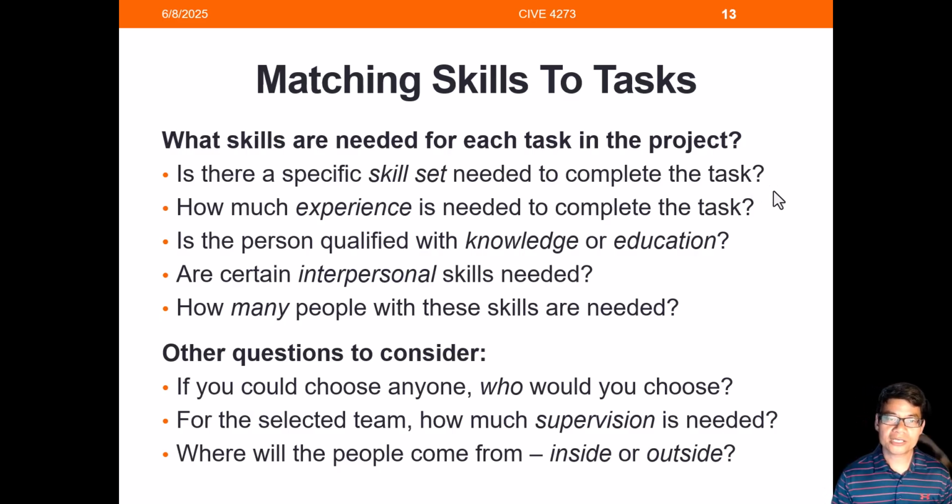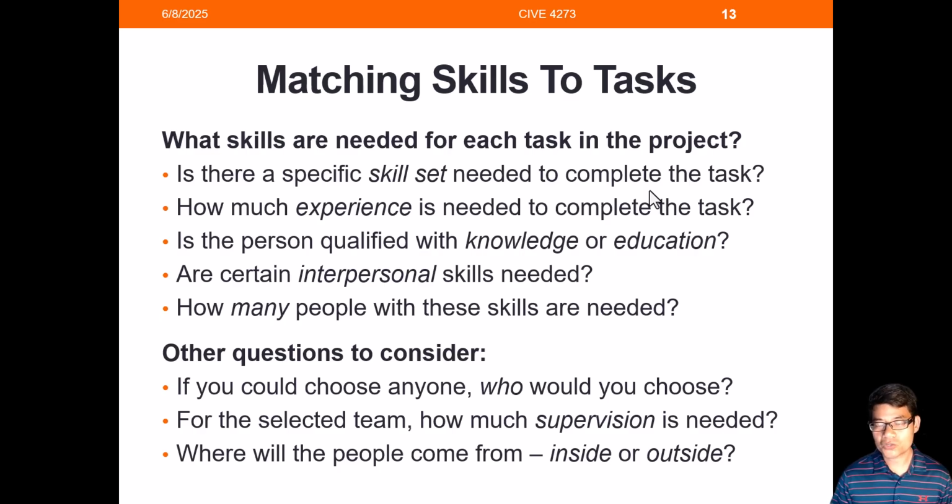For the specific construction tasks, oftentimes we have to match the skills to the specific tasks that we're working with. So what skills are needed for each task in the project? You have to ask yourself those kinds of questions. The skill set, how much experience: 1 year, 2 years, or 3 years of experience, or maybe you don't really need a person with a lot of experience. You can just train them on the job. Do they have to have a certain certification or education?